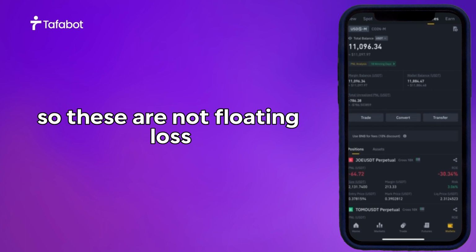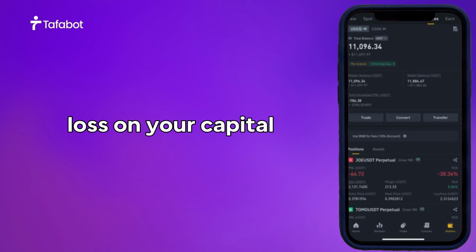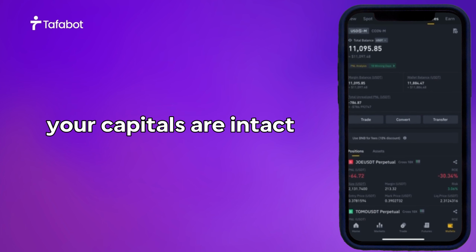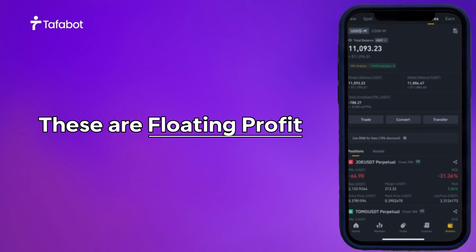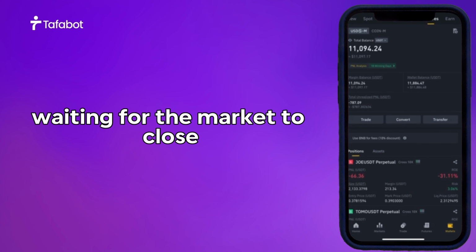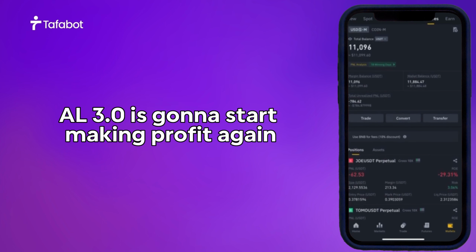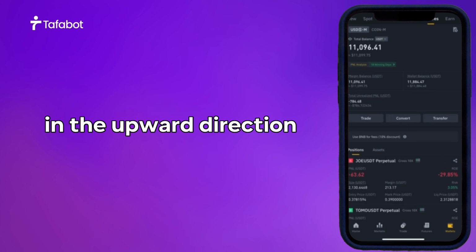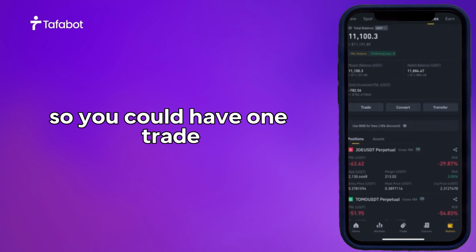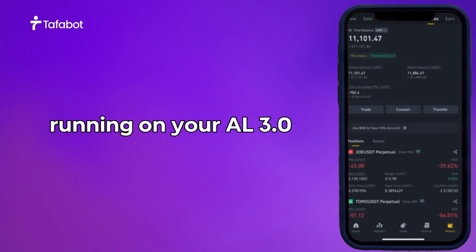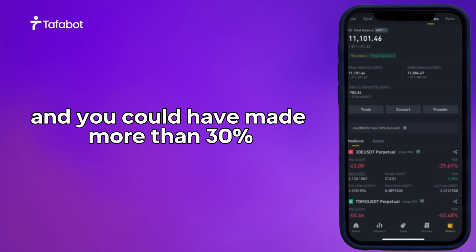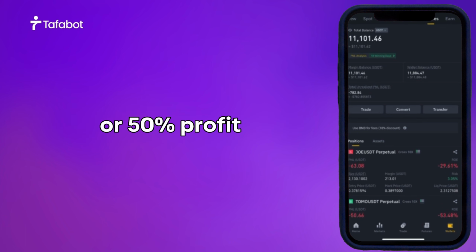So these are not floating loss. These are not loss on your capital. Your capital is intact. These are floating profit waiting for the market to close. What happens if the market decides to start pushing up again? AL 3.0 is going to start making profit again in the upward direction. So you could have one trade running on your AL 3.0 and you could have made more than 30 or 50% profit, and it is just waiting unrealized.